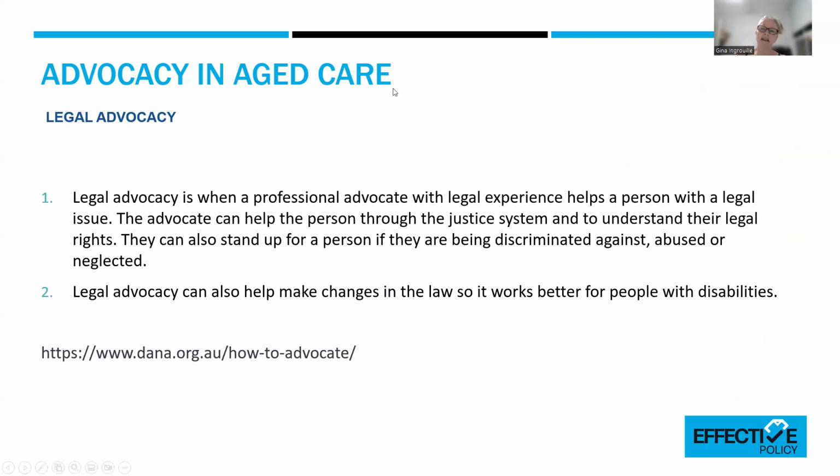Advocacy in aged care, legal advocacy. There are a couple of types of legal advocacy. One, legal advocacy is when a professional advocate with legal experience helps a person with a legal issue. The advocate can help the person through the justice system and to understand their legal rights. They can also stand up for the person if they're being discriminated against, abused, or neglected. The second type, legal advocacy, can also help make changes to the law, so it works better for the people with disabilities.